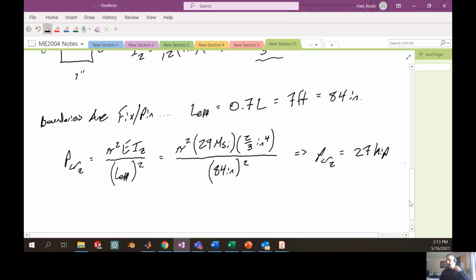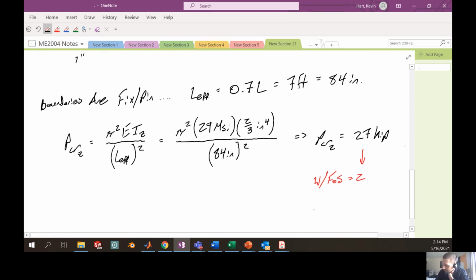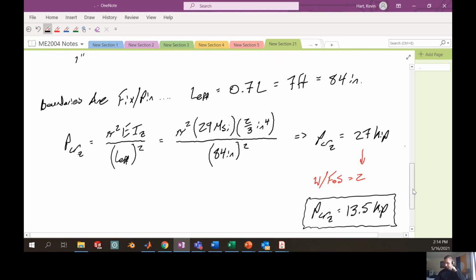That's what you would calculate directly. If you wanted to think about using your factor of safety right here, right now, okay, fine. So we'll say with a factor of safety equal to 2, we would report that the critical buckling load about Z with a factor of safety of 2 included is going to be 13.5 kip. And this would be the required load to buckle this column about the Z axis.